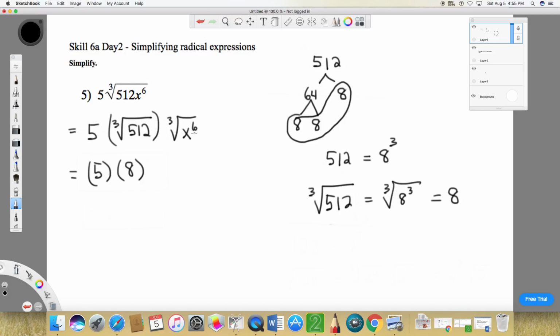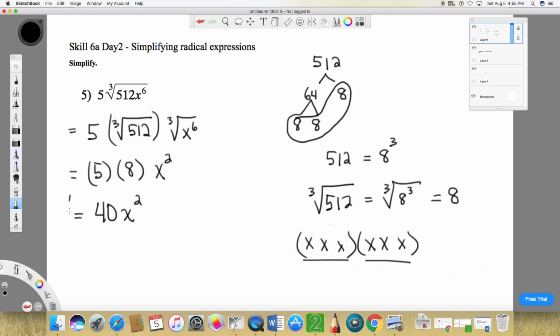Now, what about this x to the sixth power? Well, 6 divided by 3 is 2. If you don't see that, then write out 6 factors of x, and group them in groups of 3 because the index was 3. So how many groups of 3 do we have? Well, here's one group, and here's the second group, and that's why that exponent is 2. And now don't forget that to multiply 5 times 8 is 40, and we have our final answer for number 5.